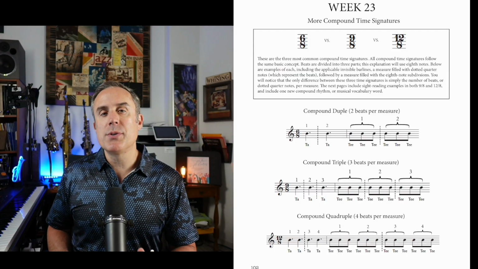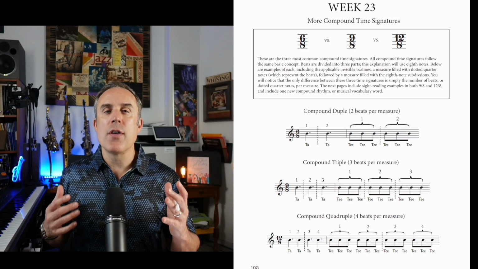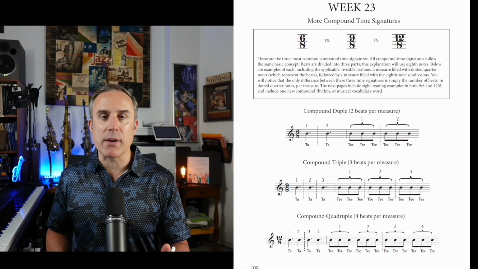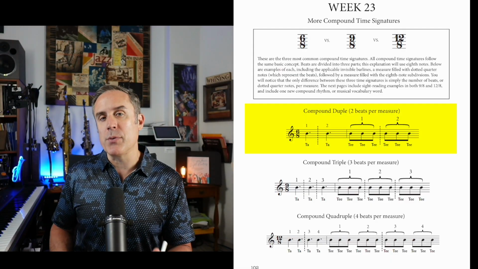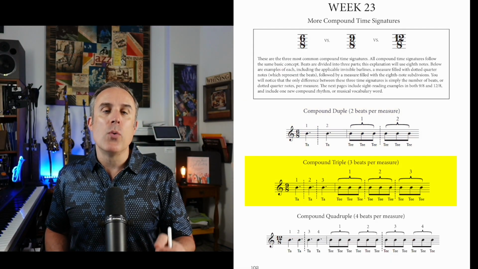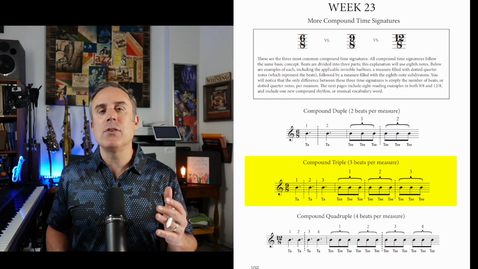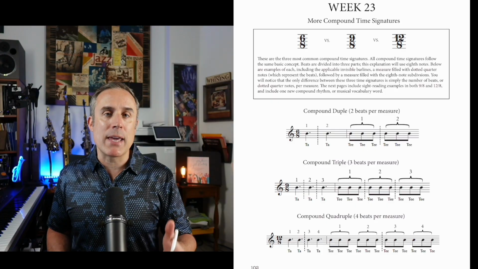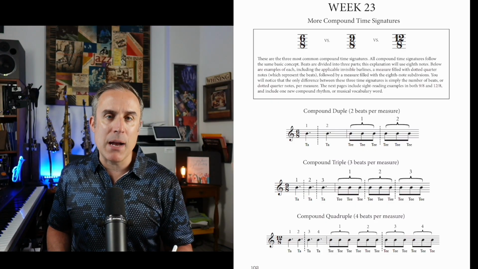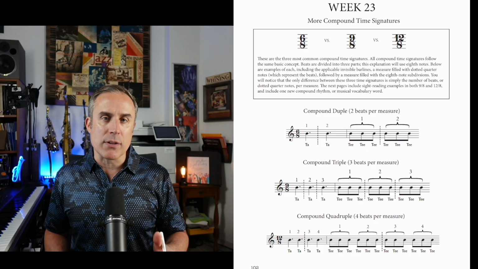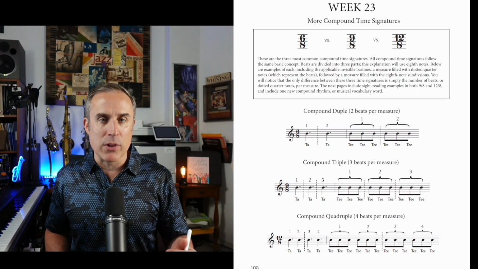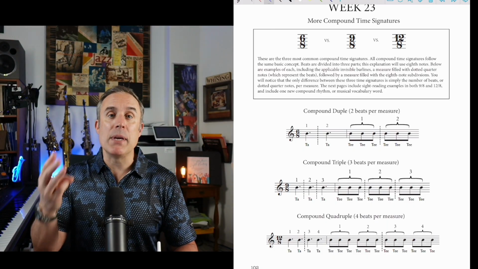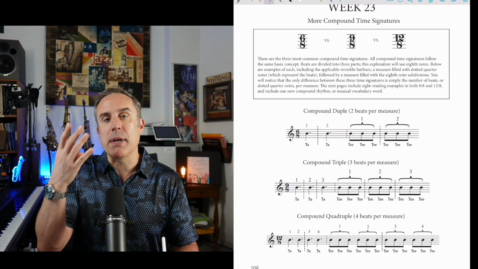So what I'm introducing today, in my opinion, are the 3 most common compound time signatures that are used in music. 6/8, which is compound duple, 9/8, which is compound triple, and 12/8, which is compound quadruple. These, in my opinion, again, are the most common compound time signatures. Now let's break them down logically because it actually makes a lot of sense when we look at these. We know that duple means 2, triple means 3, and quadruple means 4.